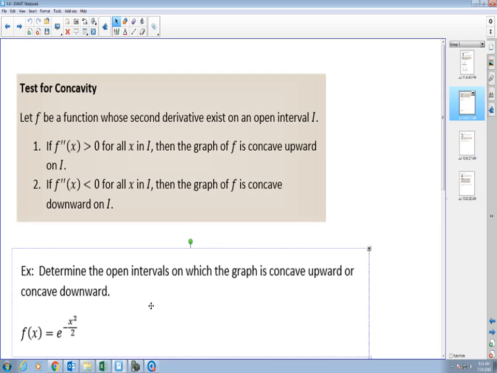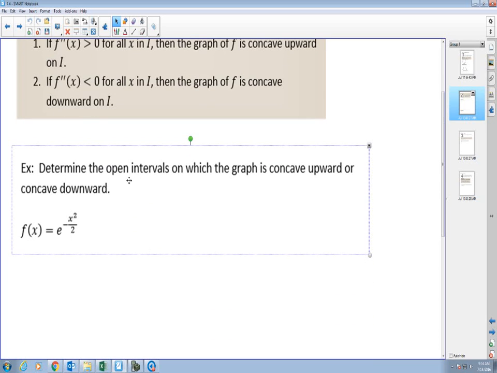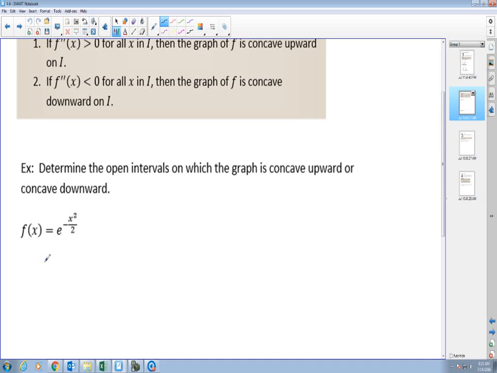Let's try an example. Determine the open interval on which the graph is concave upward or downward. Let's take the first derivative of my function, f prime of x. The derivative of e to the u, as you can recall, is e to the u times u prime. I'm going to let my u be negative x squared over 2.